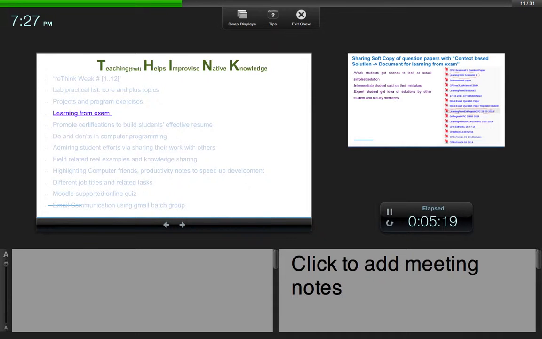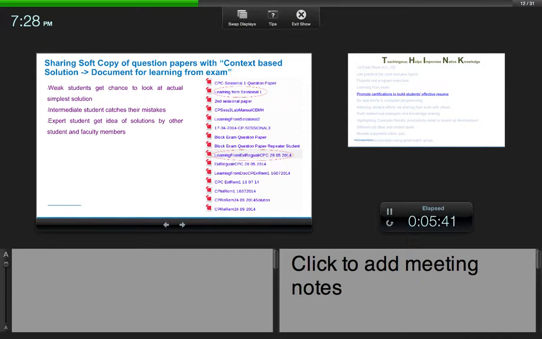Moreover, we take an exam every month. That is our sessional exam. And of course, exams are tedious for students as well as faculty because we need to assess the answers as well. But we took a different approach, saying let's learn from the exam. How? At the end of the exam, we provide the solution. We call it the learning from sessional or external exam document.